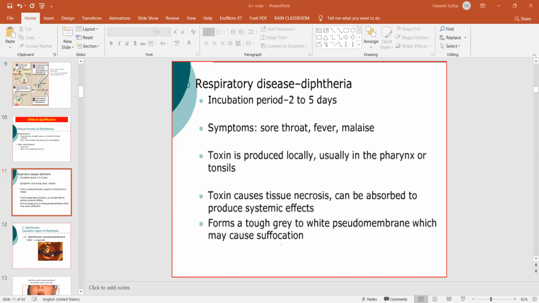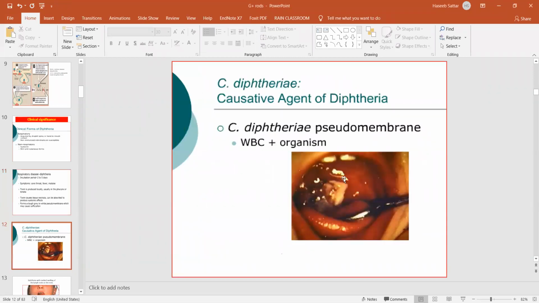After entering the throat, it produces a thick grayish exudate or membrane, which we call a pseudomembrane. I think I have a picture here. Here you can see this bacteria produces a membrane known as a pseudomembrane. The bacteria causes a restriction of protein, and that leads to the production of a membrane. This membrane is made up of dead tissue or cellular debris.